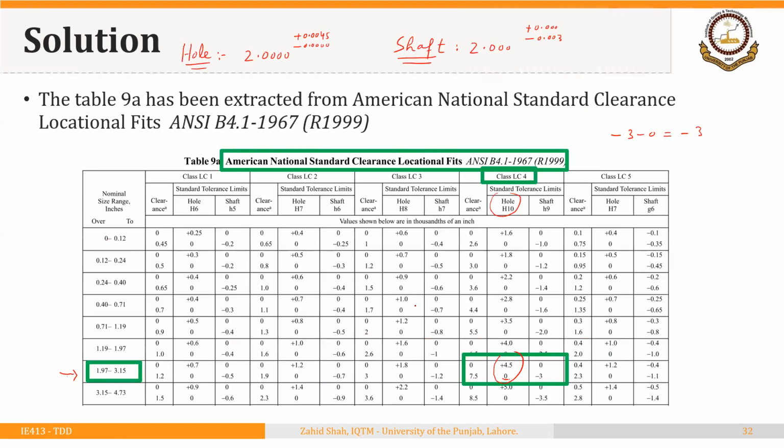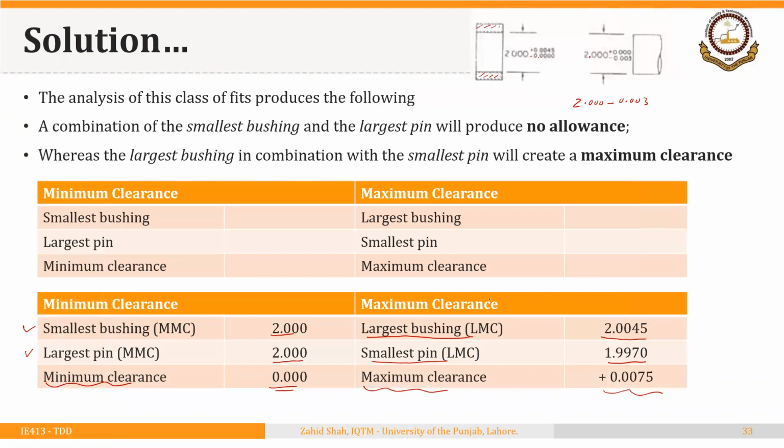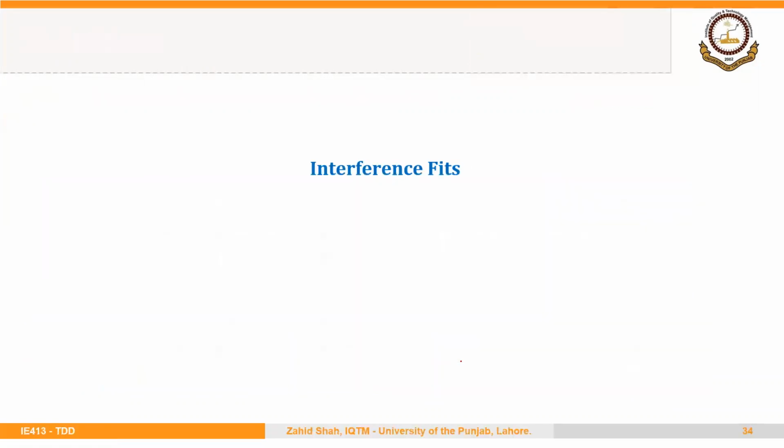So the minimum clearance that we can get in this type of fit is 0, and the maximum is 7.5 divided by 1000, so that is 0.0075. In this case, the minimum clearance that we will get is a clearance of 0, and the maximum clearance is a clearance of 0.0075. So you should have noticed that in LC fits as a whole, we are getting smaller clearance.